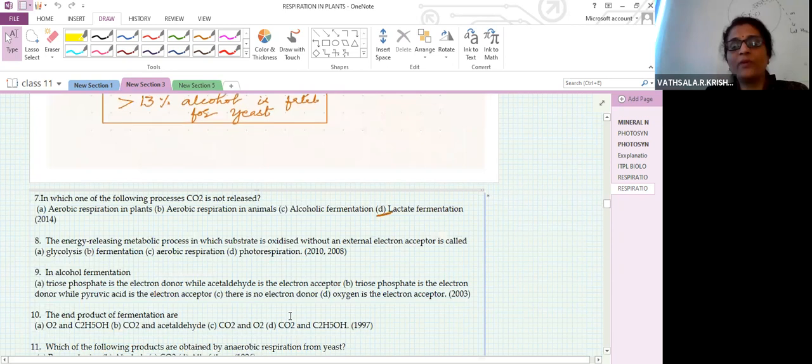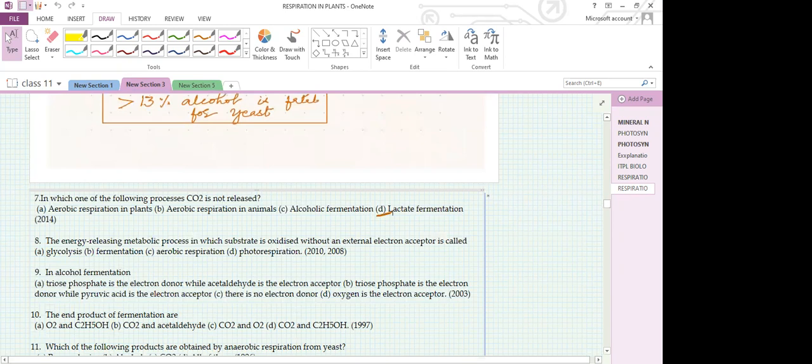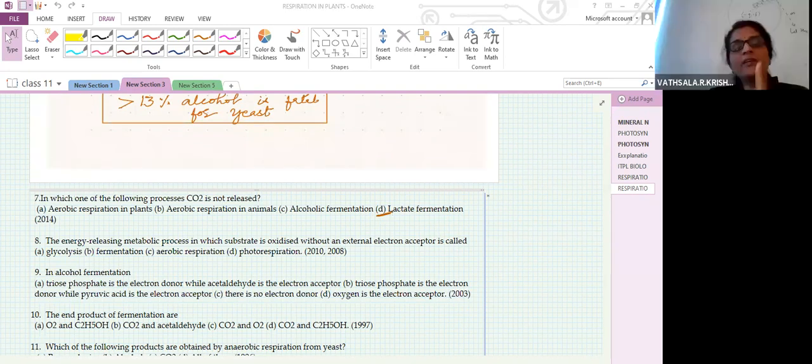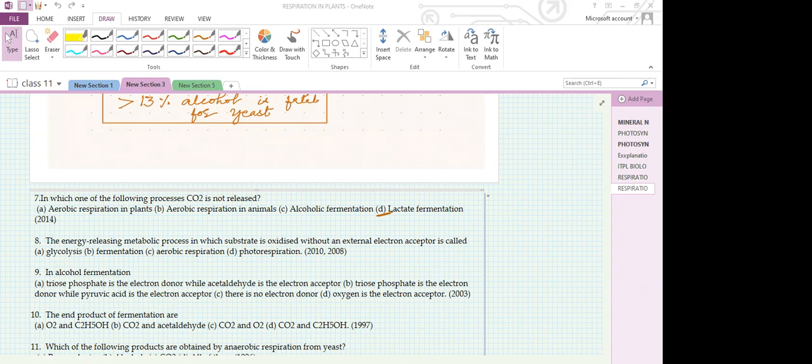What's the answer, Purvi? Again, read out the answer. Triose phosphate is the electron donor while acetaldehyde is the electron acceptor. So why did you say that? That explanation is very important. Ma'am, on your screen it said reduction. Reduction is addition of electrons. So that's why acetaldehyde is the electron acceptor.